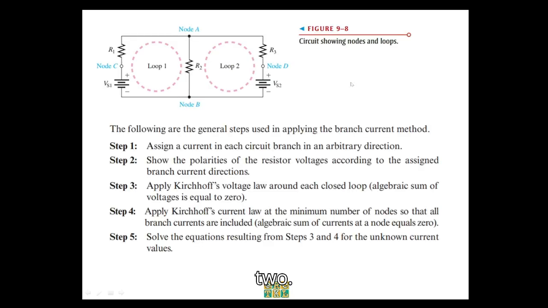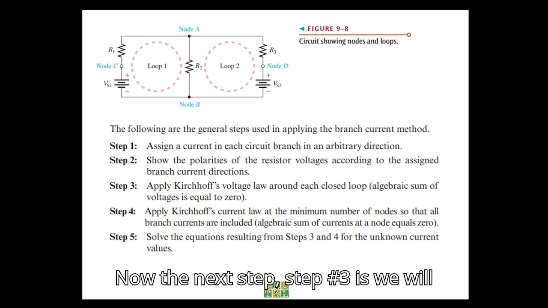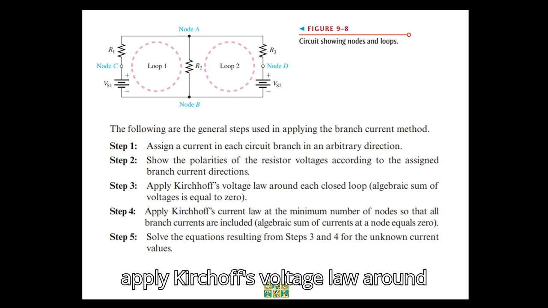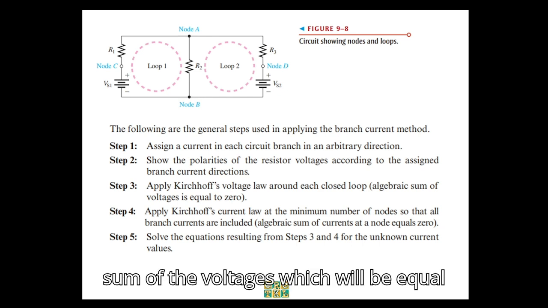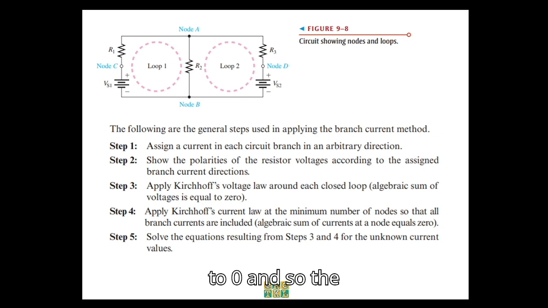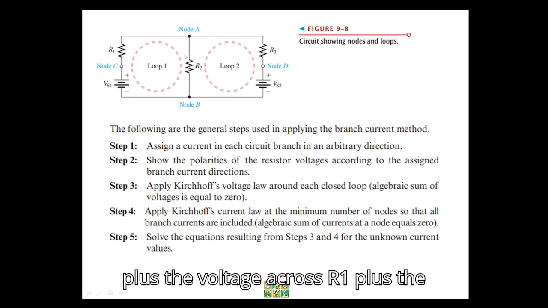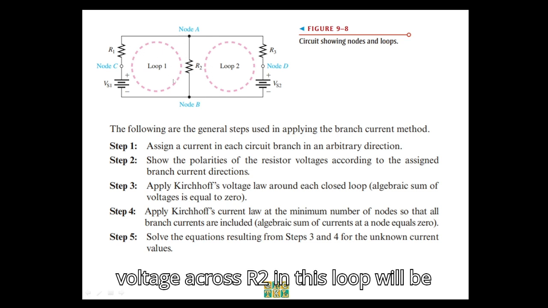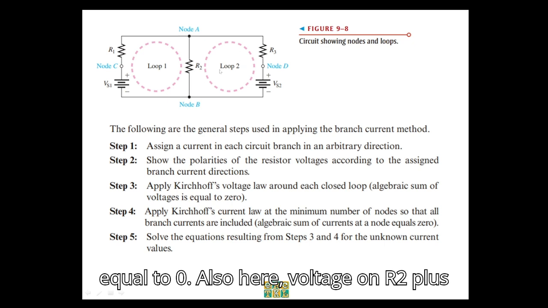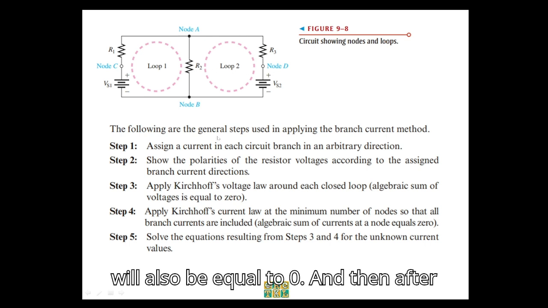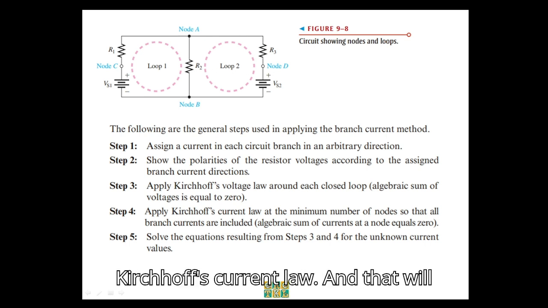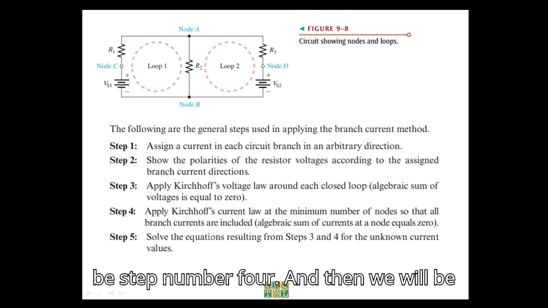That's step number two. Now, the next step, step number three, is we will apply Kirchhoff's voltage law around the loop, and we will get the algebraic sum of the voltages, which will be equal to zero. So the voltage across VS1 plus the voltage across R1 plus the voltage across R2 in this loop will be equal to zero. Also here, voltage on R2 plus voltage on R3 plus the voltage on VS2 will also be equal to zero. And then after that, we will apply Kirchhoff's current law, and that will be step number four. And then we will be able to get the equation.